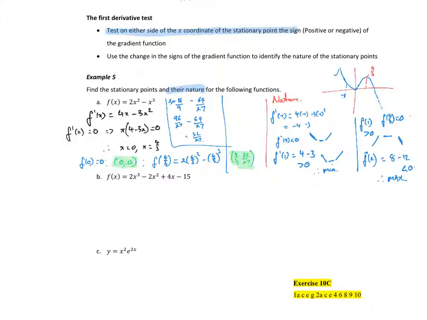2x cubed minus 2x squared plus 4x minus 15. So we have to work out the derivative f dashed of x, and that's equal to 6x squared minus 4x plus 4. Now I've got to solve that equal to 0. So a little bit of factorising. Let's maybe take 2 out the front: 3x minus 2x plus 2. And I'm hoping that that will cross multiply well.